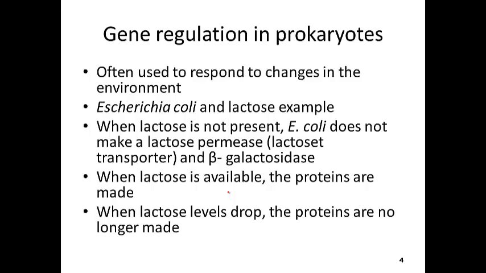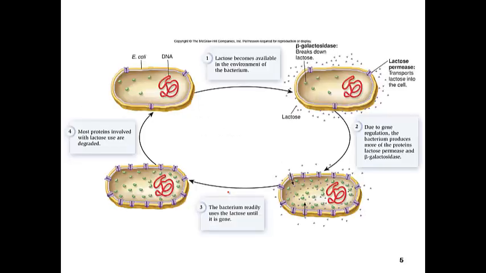One of the examples we're going to see is how bacteria can adjust when lactose is present. When lactose is not present, E. coli doesn't make proteins involved in the metabolism of that particular sugar. It doesn't make proteins involved in its transport. But when lactose is available, now the bacteria is able to upregulate gene expression in order to import lactose and in order to digest lactose in order to make energy.